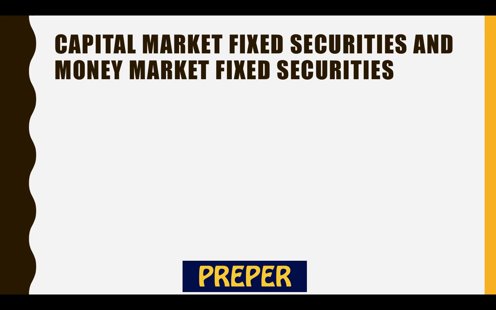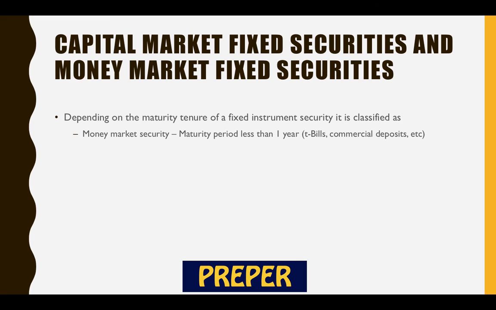Now we have come to the last topic, which is capital market fixed securities and money market fixed securities. I have given you a hint. Money market fixed securities are fixed instruments like T-bills, which are generally issued for less than a year. They are called money market because they are very liquid. Less than 1 year, they are considered almost liquid. Generally, big corporates, banks, and governments deal with money market instruments. So the maturity period is less than 1 year: T-bills, commercial deposits, etc. For the capital market, the maturity period is more than 1 year. Generally, they are bonds, FDs, and these kinds of things.